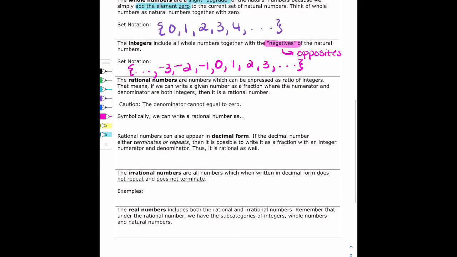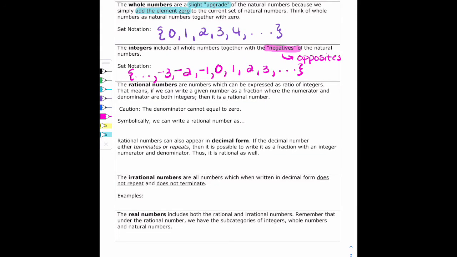The next largest set is the rational numbers. Right in the word rational, we have the word ratio. So these are numbers that can be expressed as a ratio of integers. This means if we can write a given number as a fraction, where the numerator and the denominator are both integers, we end up with a rational number. A couple things about this: we have to be careful of one special situation where it says caution here.